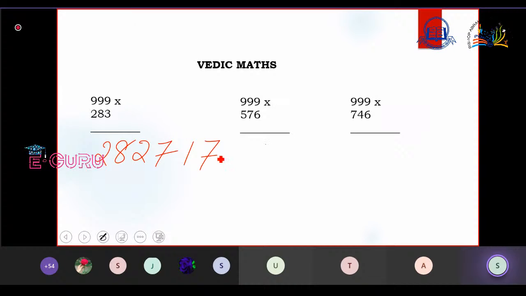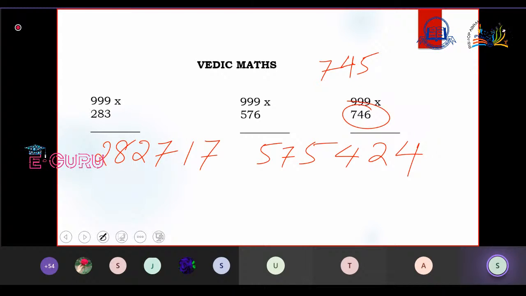Again 575. Then 9 minus 5 is 4, 9 minus 7 is 2, and 9 minus 5 again we will get 4. This will be the answer. 746 you can do it yourself, it will be 745. Then 9 minus 7 is 2, 9 minus 4 is 5, and 9 minus 5 is 4. That's it.